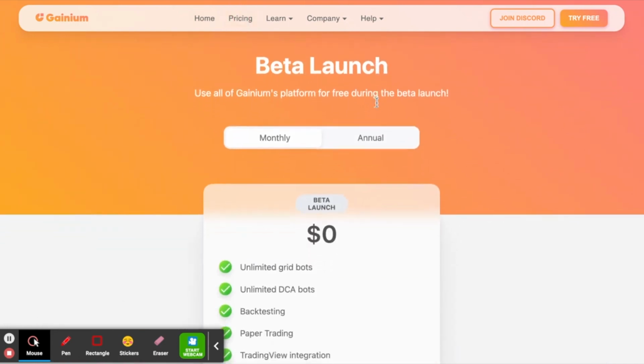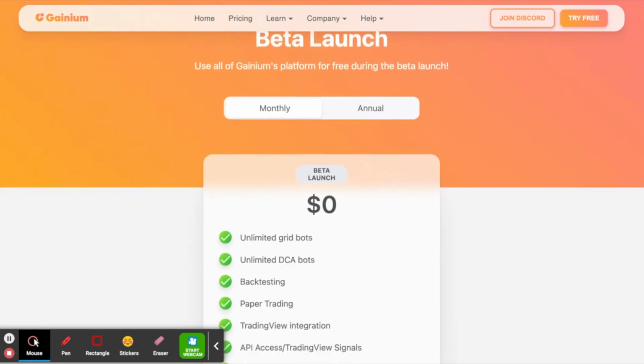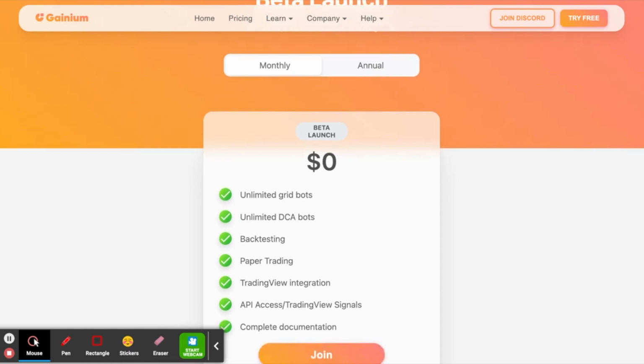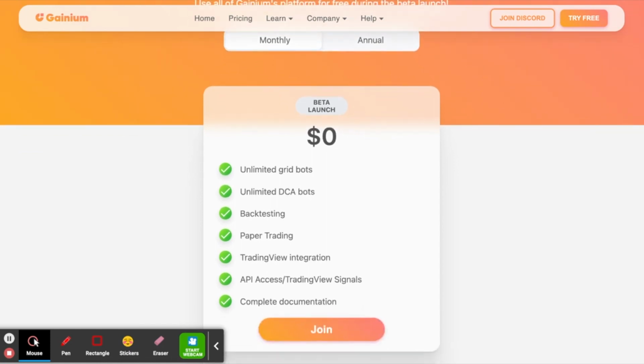Currently, because Gainium is still on a beta launch, you will get unlimited grid bots, unlimited DCA bots, backtesting, paper trading, TradingView integration, API access, and TradingView signals. And then you have complete documentation of all of this. One of the really interesting things is the TradingView signals. I'll get into those two things in a bit, okay?